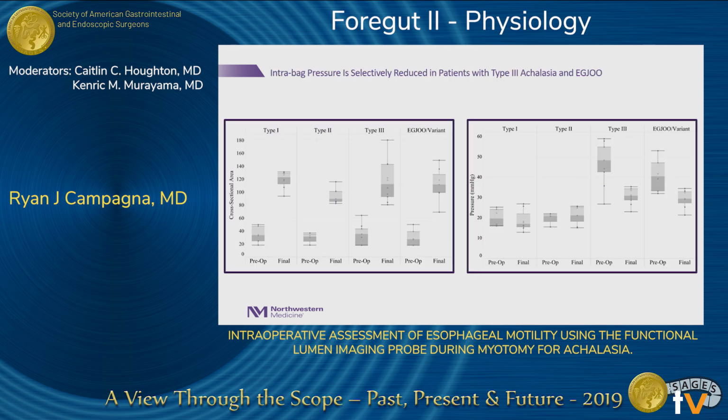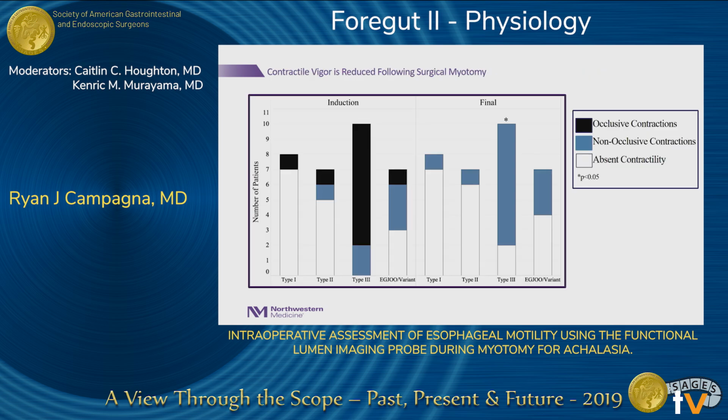If you break it up by subtype, here's cross-sectional area and here's pressure. You can see within each subtype, the cross-sectional area increases across the board. But it's only in type 3 and EGJ outflow obstruction patients where the pressure was diminished.